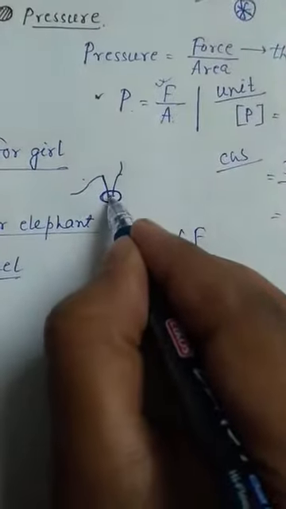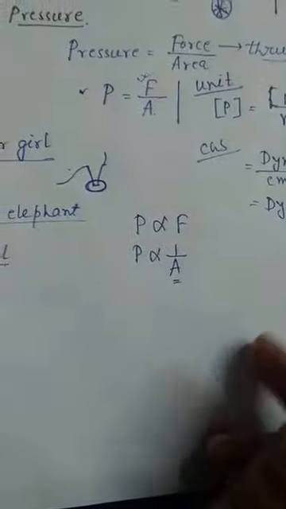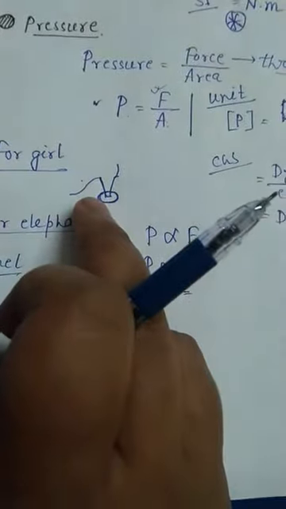This is the heel of a girl's shoe. Here the area is very small, so that is why the pressure is very high.